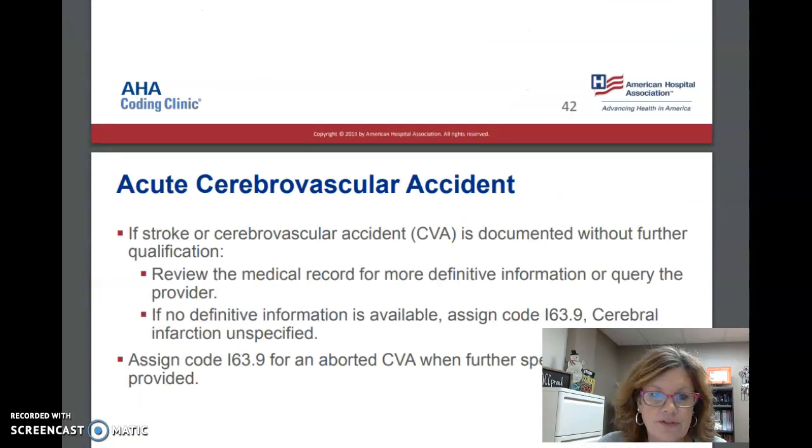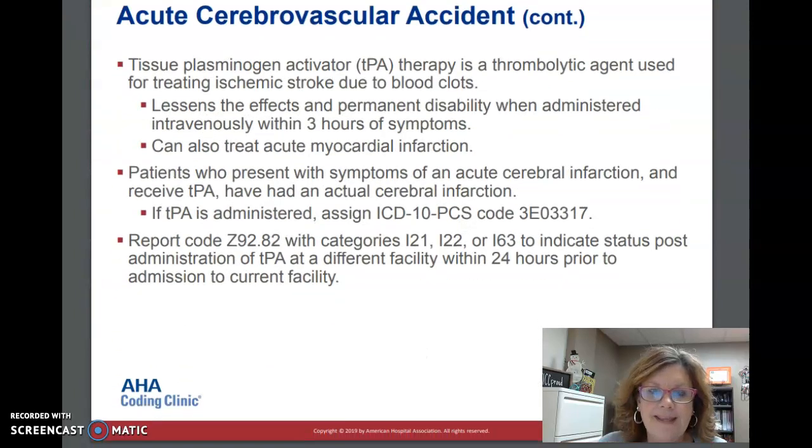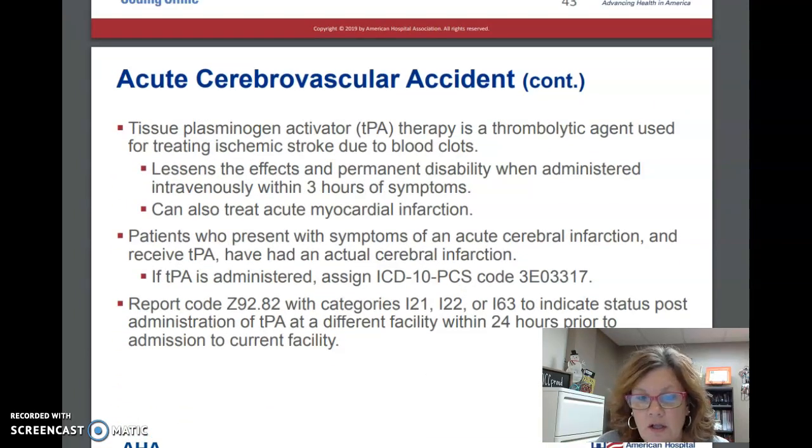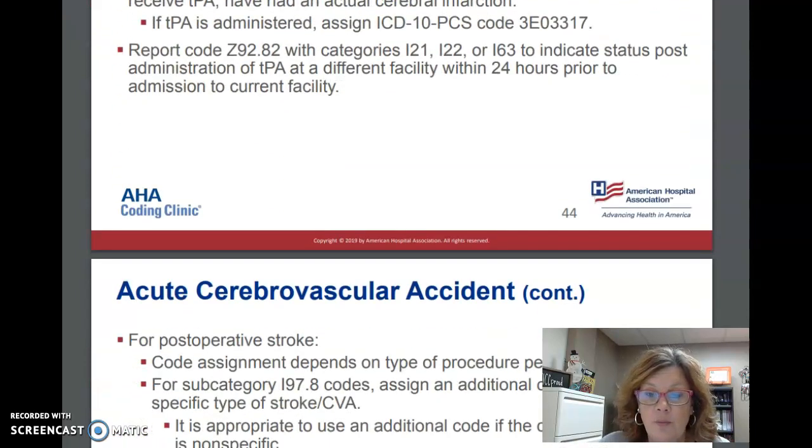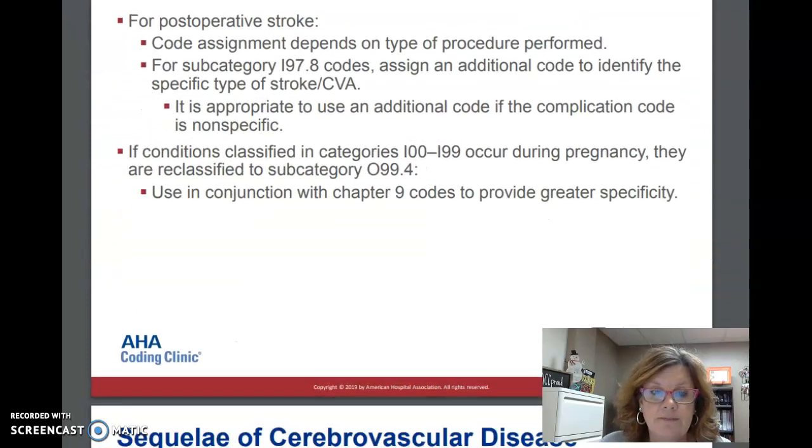Cerebrovascular disorders. Again, keep in mind, these are basically your strokes. You have TPA therapy used for that. You have a TIA, which is a stroke that resolves in 24 hours. Full-blown stroke would be a cerebral vascular accident.